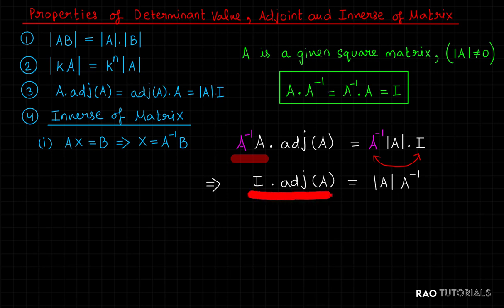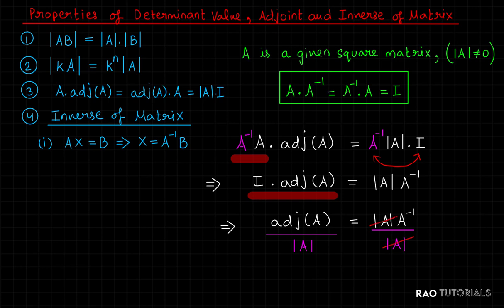Now identity into adjoint A is adjoint A. Finally dividing both sides with the scalar determinant A, we get the required formula. Let us solve a question.